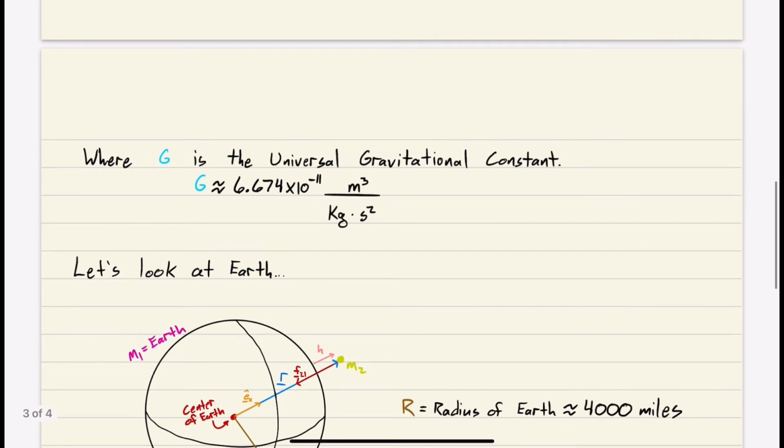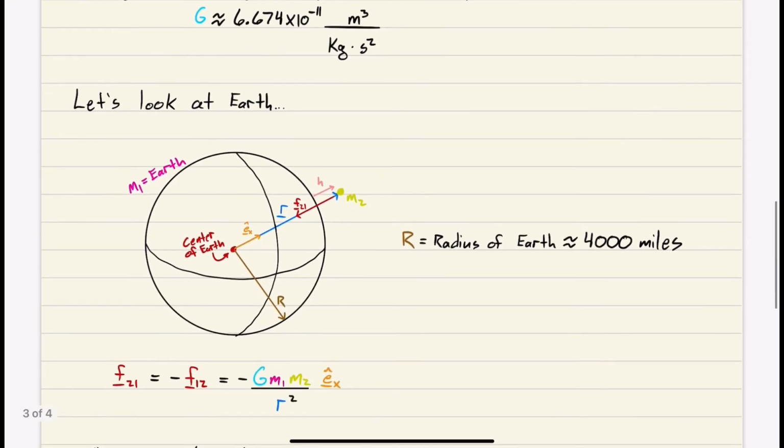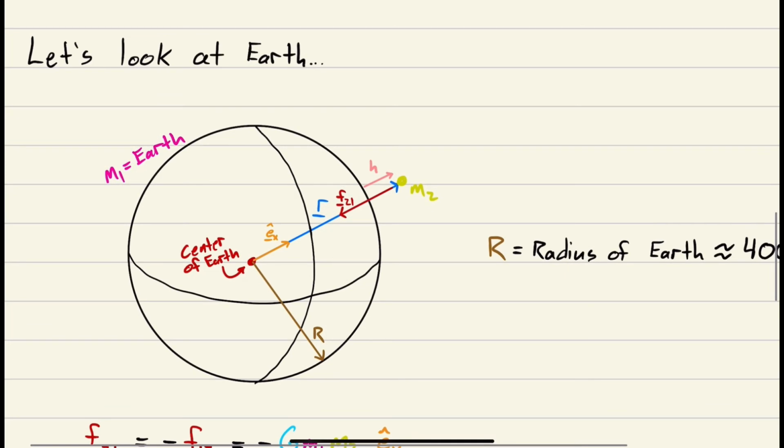So let's look at Earth. Let me talk through this picture real quick, and then we'll dive a little deeper into it.